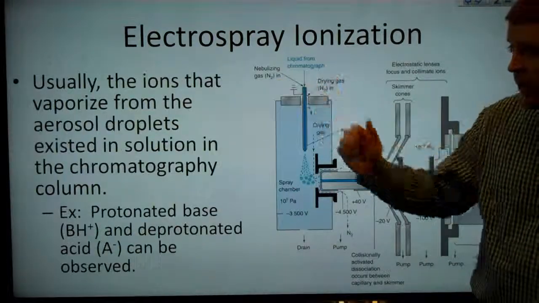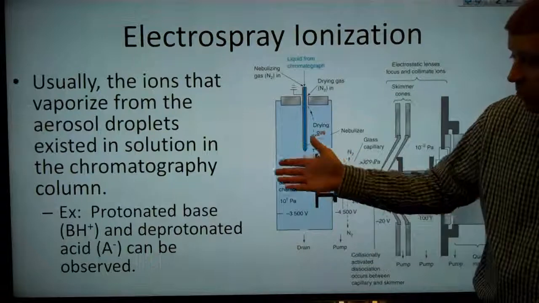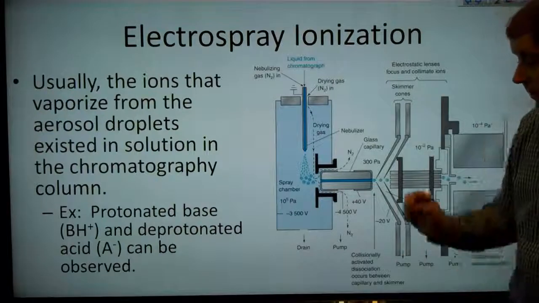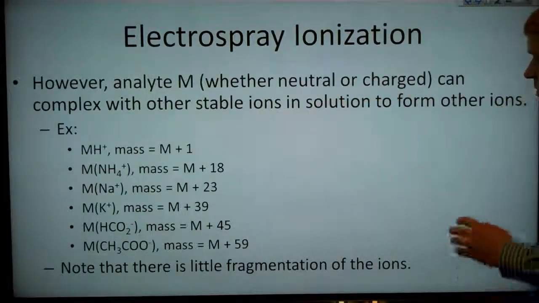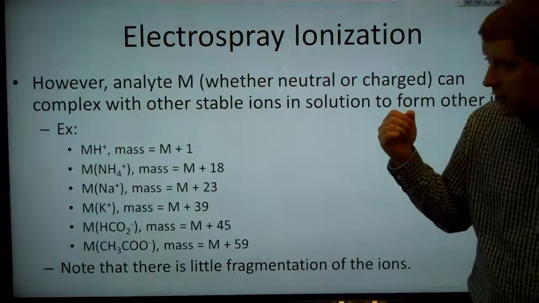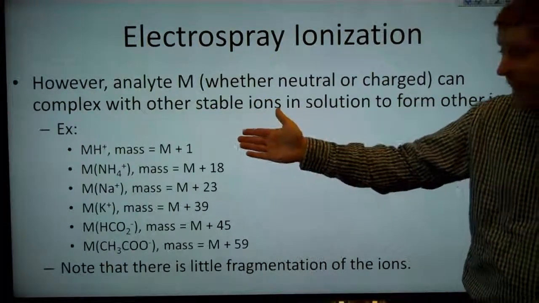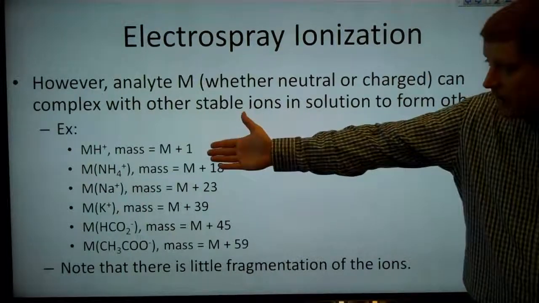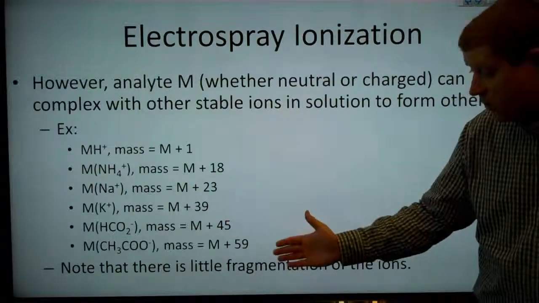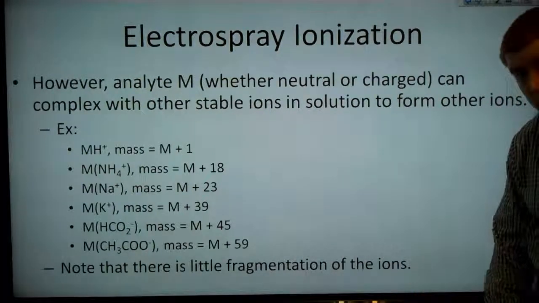And usually the ions that vaporize from the aerosol droplets existed in solution in the chromatography column. For example, protonated base, like BH+, and deprotonated acid, A-, can be observed. However, analyte M, whether neutral or charged, can complex with other stable ions in solution to form other ions. For example, we can get the protonated MH+, where the mass then is equal to the mass of M plus 1. We can get other masses like mass plus 18, mass plus 23, mass plus 39, mass plus 45, mass plus 59. And note that there's little fragmentation of the ions in this case.